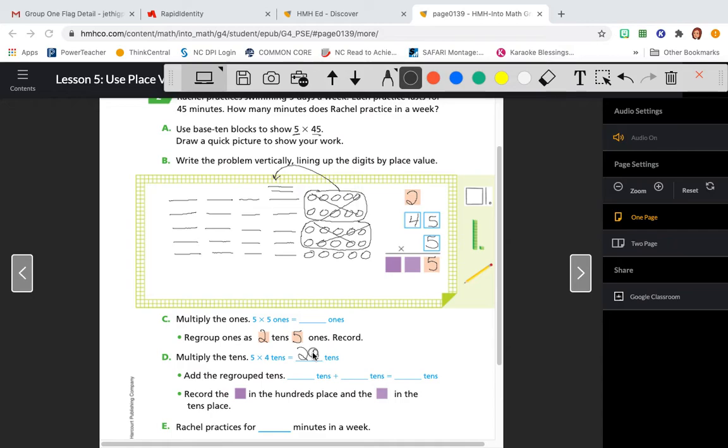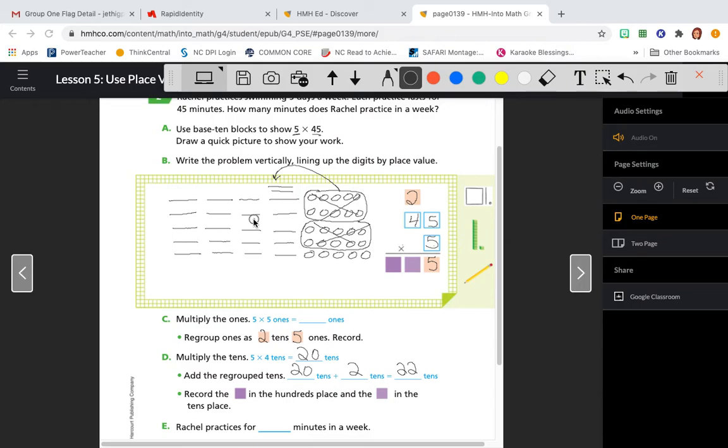So let's think about that. We know that 5 times 4 is 20, but we also had 2 10s from when we had to regroup the ones. So we've had to add 2 groups of 10s. So 20 plus 2 is 22. So now our picture up here reflects 22 10s.